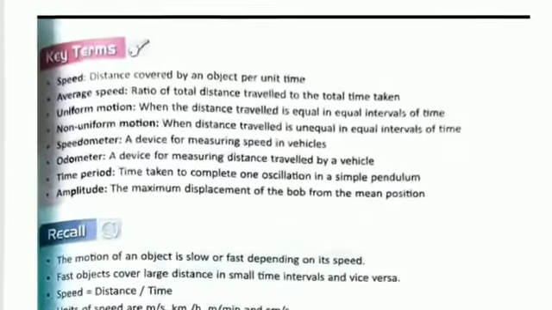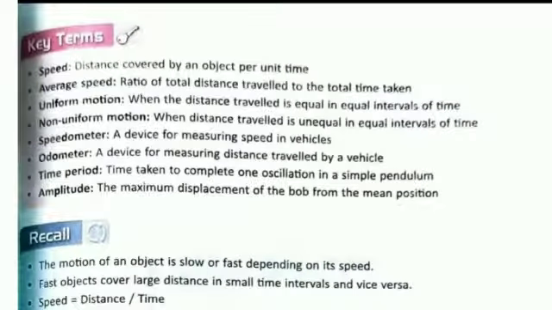Now come to key terms. Speed. What is speed? We all know speed is equal to distance by time, distance travelled by time taken. So speed is the distance covered by an object per unit time. Average speed means total distance travelled divided by total time taken. So the average speed is called the ratio of total distance travelled to the total time taken. Ratio means you have to divide distance by time.